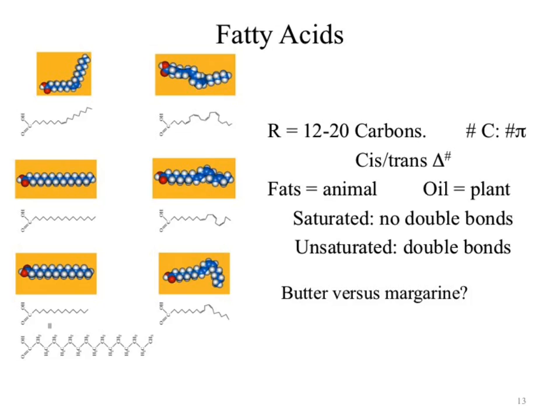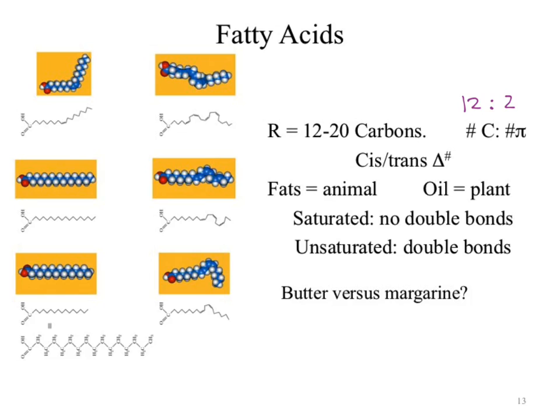The next part is referencing some bit of nomenclature. You'll sometimes see reference to, say, a 12,2 fatty acid. Well, what the heck does a 12,2 mean? The 12, the first number, is the number of carbons in my chain. The 2 is the number of pi bonds, the double bonds within it. So a 12,2 is a 12-carbon fatty acid with 2 pi bonds.